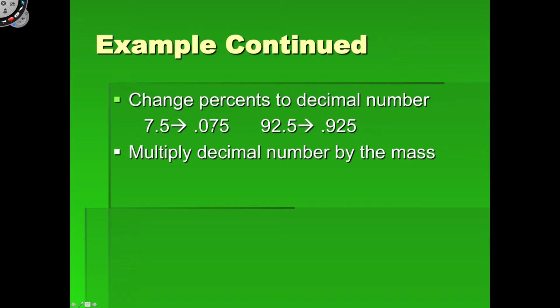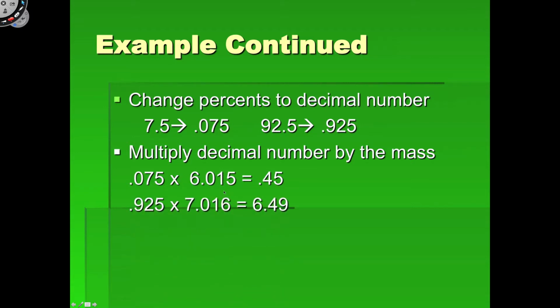Then you take those decimal numbers and you multiply them by the AMU mass for each isotope. So for element X6, the value is 6.015. Its percent abundance was 7.5%. We've converted it to 0.075. And we multiply that out and we get 0.45. Then for isotope X7, the value was 7.016. And it was 92.5% abundance, which means we multiply those two together and we get 6.49.